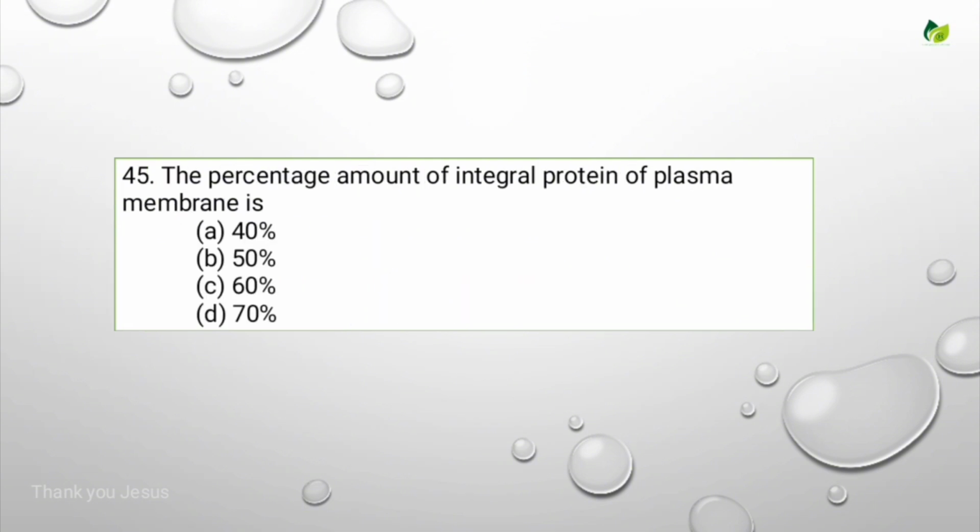Let's see the next question. The percentage amount of integral protein of plasma membrane is? Options are 40%, 50%, 60%, 70%. Actually, 60% of integral protein is present in plasma membrane.